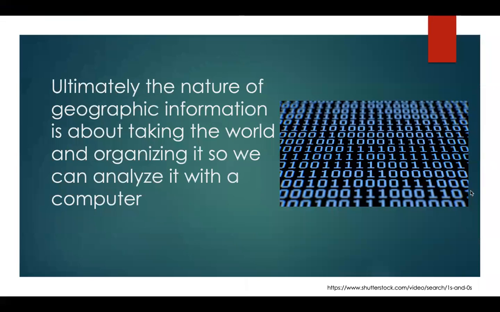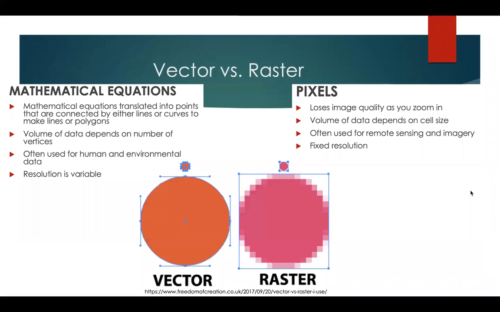a computer. We basically need to identify how we can take our complex world and make it digital. What this means is that we need to make decisions about how things are represented. We do this primarily through two ways of representation, which has an effect on our analysis that we can do with GIS: vector and raster.